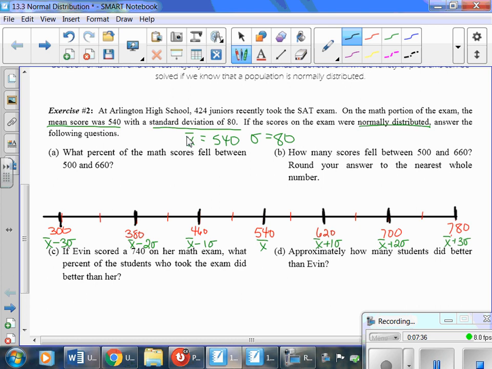Because in A, it says what percent of the math scores fell between 500 and 660. So now if you look, 500 and 660 aren't on here. So I realized I have to go in between here. Halfway between my mean and my first standard deviation, instead of adding 80, I'm going to add 40. So add 40 onto 540 and I get 580. Add 40 onto 620 and I get 660. There's my 660 that I needed.